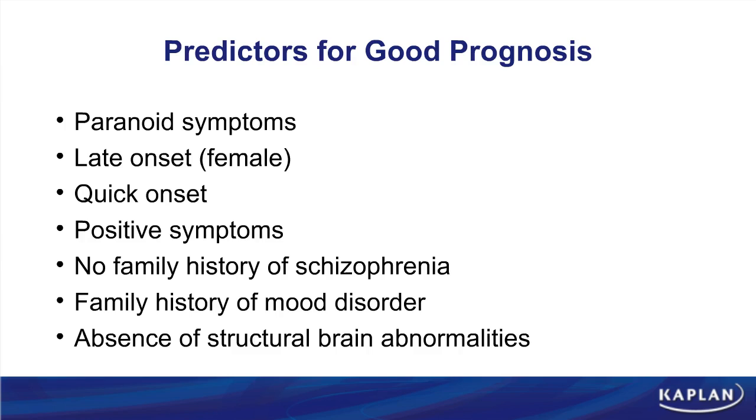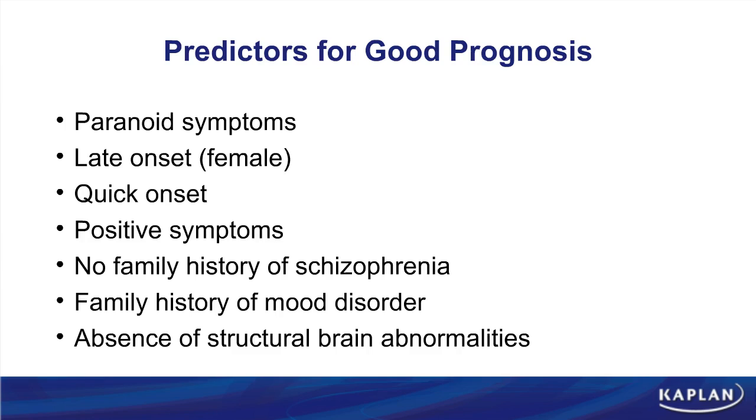Having an acute or quick onset is also a predictor for a good prognosis. Why? Maybe something happened to you, you became psychotic, so you probably will go back to your premorbid level of functioning, so you have a better chance. Positive symptoms are also good predictors. Why? Because they're easier to treat. Not having a family history of schizophrenia is a good predictor. And having a family history of a mood disorder is a good predictor as well.